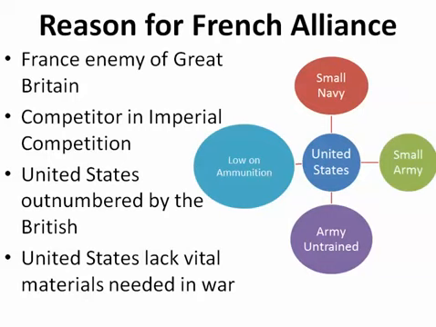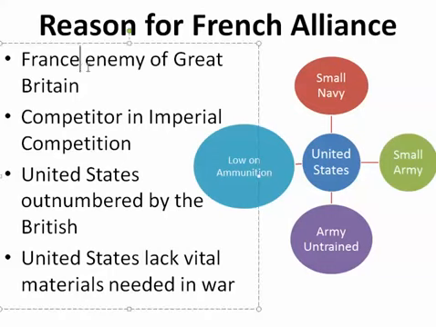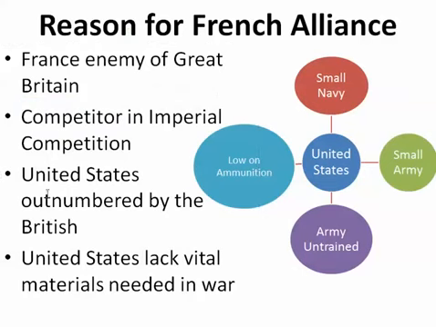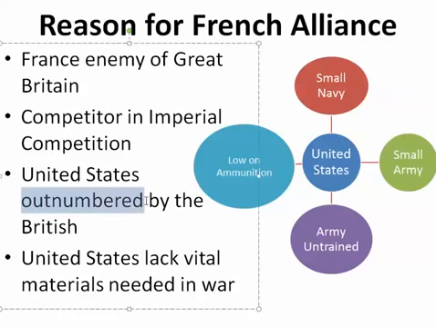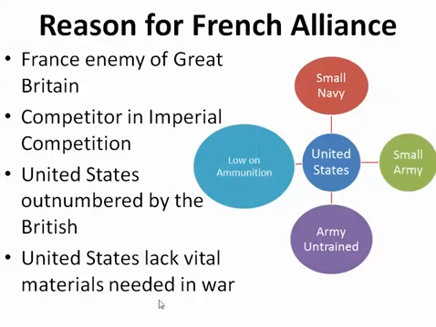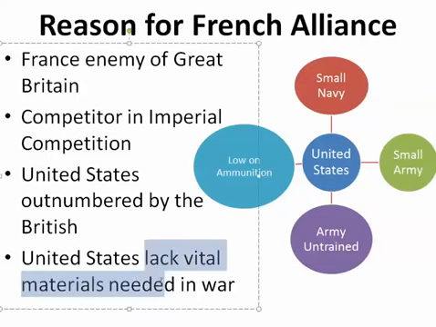Well, our enemy at the time, who we were under attack from, that had come across the ocean, Great Britain, had attacked us, and they were on American shores, on American land. So France was the natural enemy of Great Britain. That's probably one of the reasons we reached out to them. France was a competitor in the imperial competition. That's probably another reason. But a big reason is because the United States was outnumbered by Great Britain, and the United States lacked vital materials needed for war.